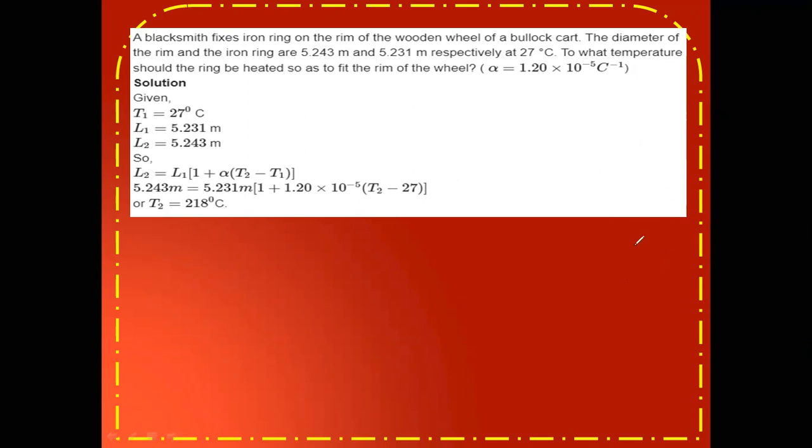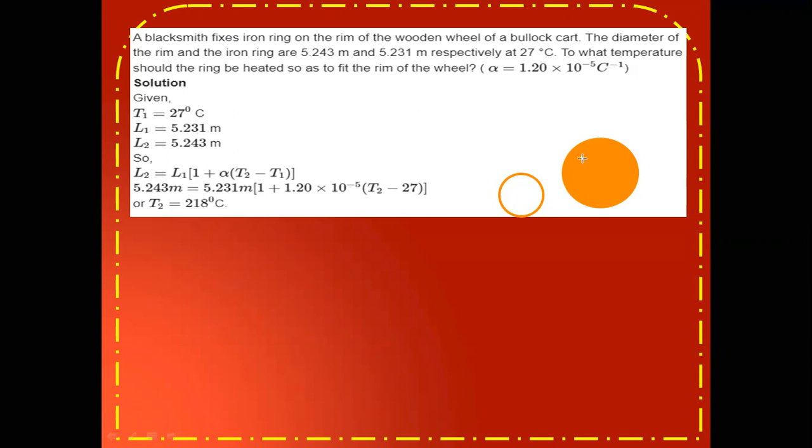So here I'm taking a wooden wheel. Now I'm taking a ring initially. This is the ring I am considering, it is the ring only. Can I place the ring over the wooden wheel? No, it is not possible at all.